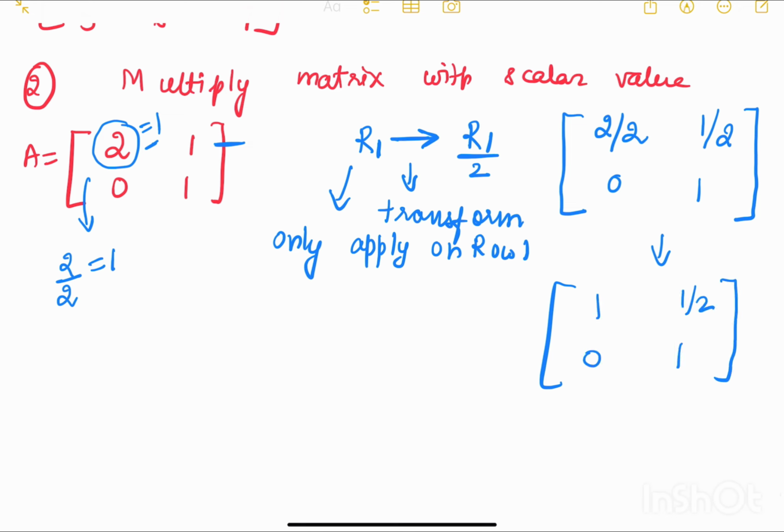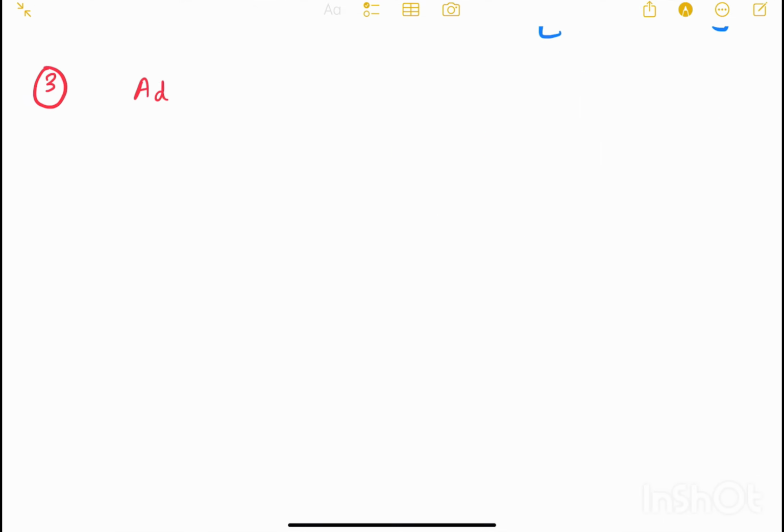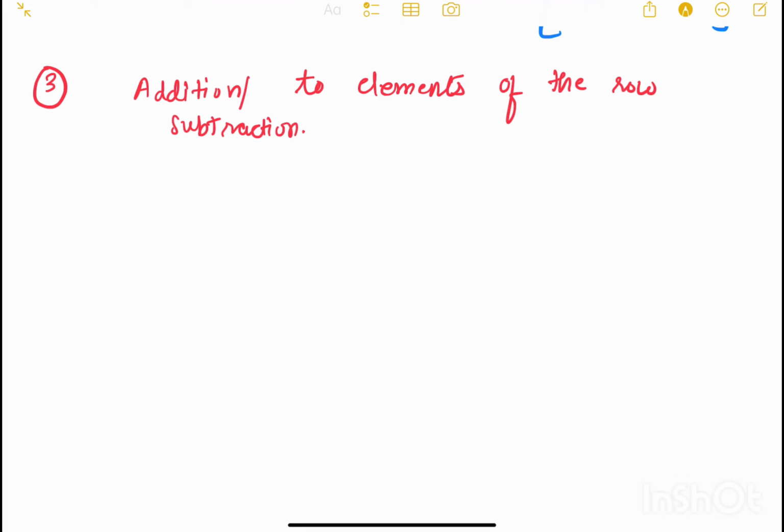So this is how we multiply a given row with a scalar value, and we can make the changes accordingly. Now the third one is addition to the elements of the row. This can be addition or subtraction, to be honest, depending again on our aim. So for example, I will just consider a matrix 1 2 2 1. This is my matrix. Now what I want to do is make this value 0. You just need to focus on how you can make this value 0 using the existing rows.